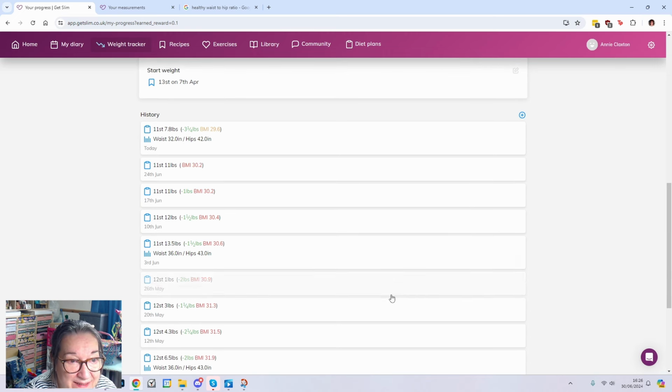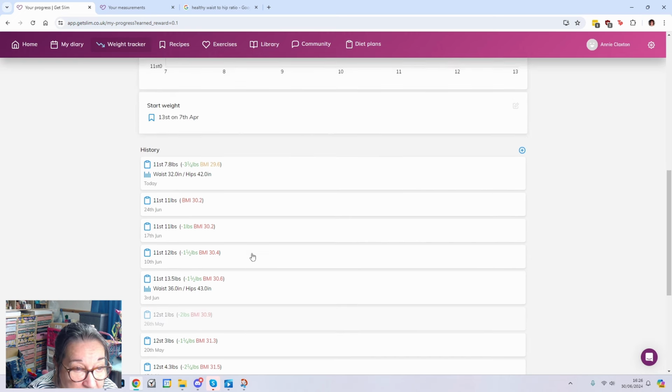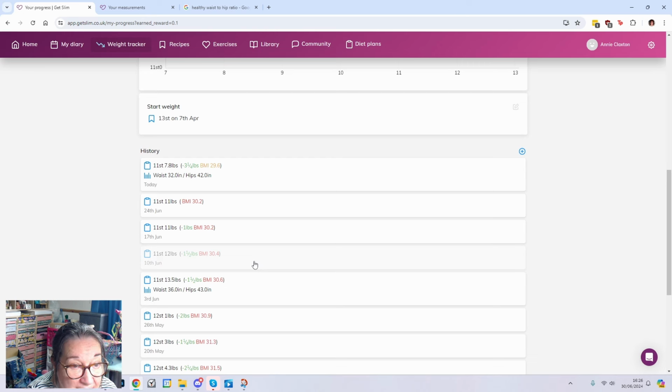So measurements. Somewhere it gives you waist to hip ratio and I can't find that now. But you can see, so that's 32, 42, where's the last, yeah. Blimey. I've lost a lot off my waist. 4 inches. I'm going to have to double check that in a minute. Hang on. Tape measure in the other room.